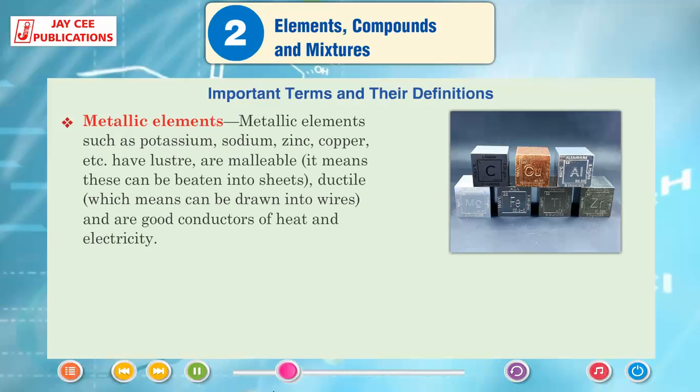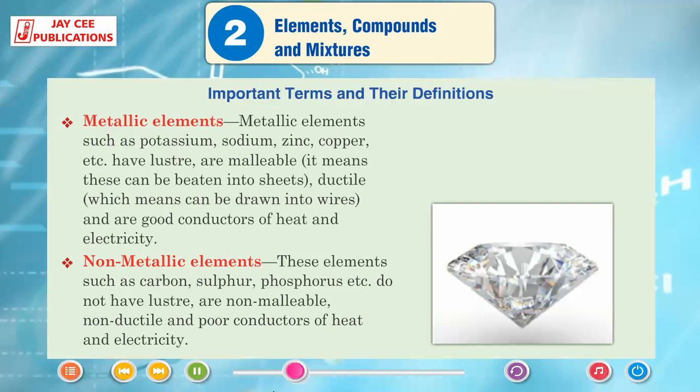Metallic elements. Metallic elements such as potassium, sodium, zinc, copper, etc. have luster, are malleable, which means they can be beaten into sheets, ductile, which means they can be drawn into wires, and are good conductors of heat and electricity. Non-metallic elements. These elements, such as carbon, sulfur, phosphorus, etc. do not have luster, are non-malleable, non-ductile and poor conductors of heat and electricity.